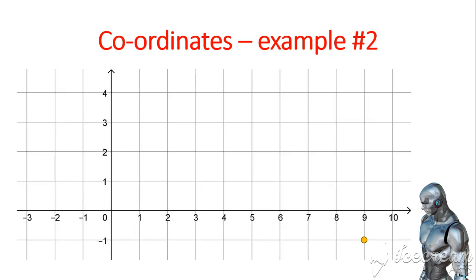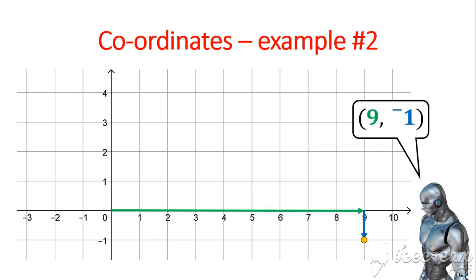All right, example 2. Here's another point on the Cartesian plane. What is the coordinate of this point? Well, we've had to travel 9 across from the origin and 1 square down. So it's going to be in brackets 9, -1.